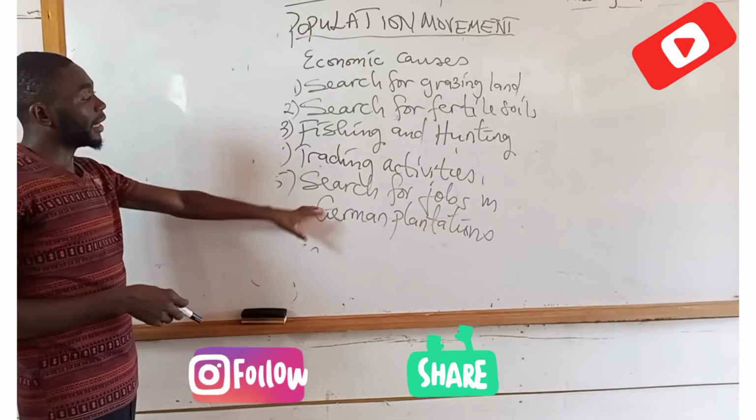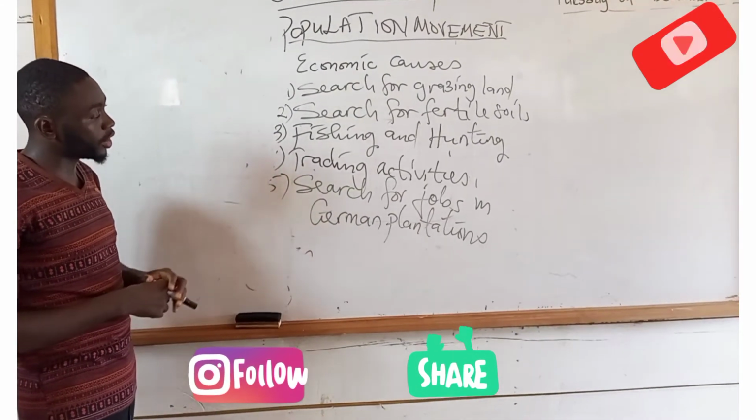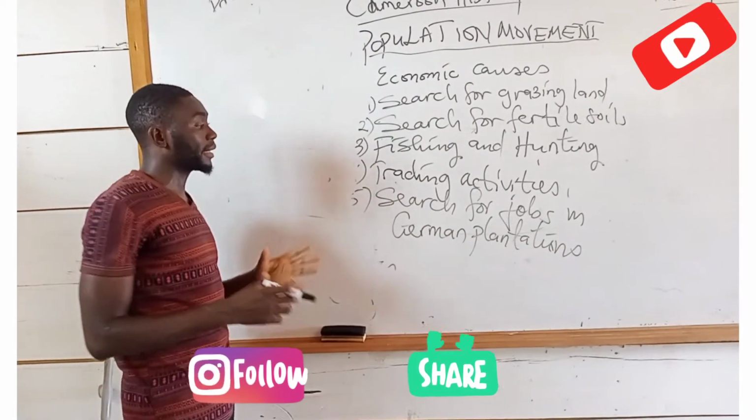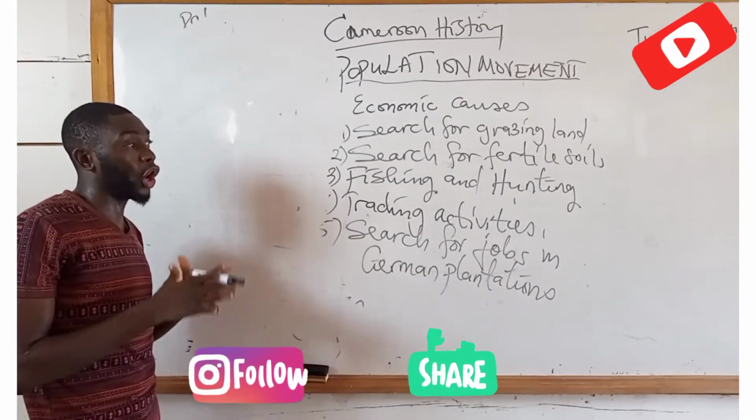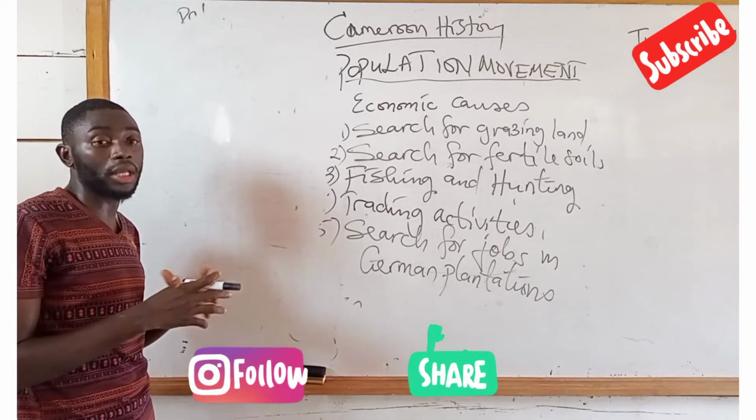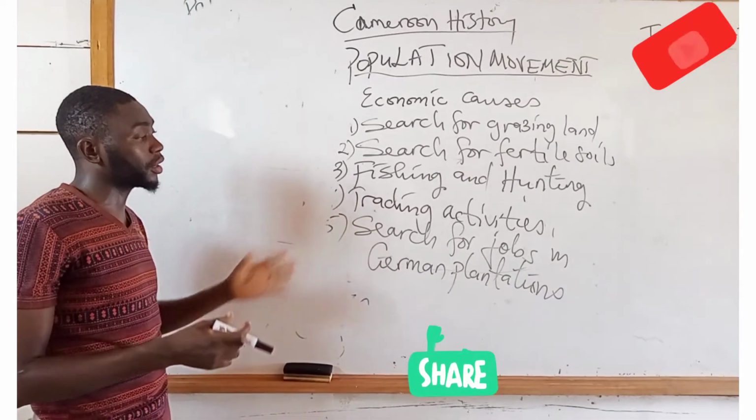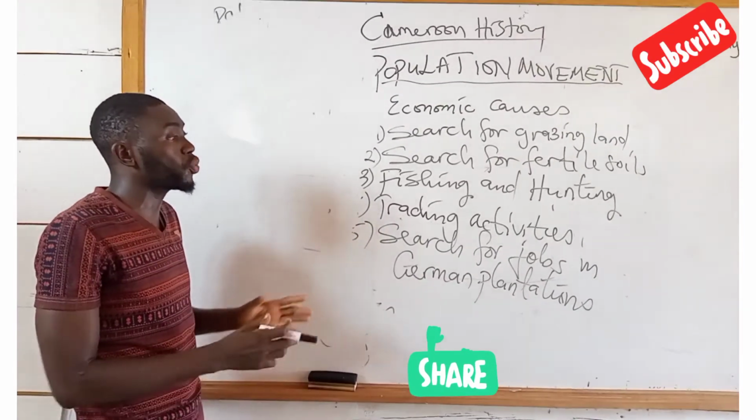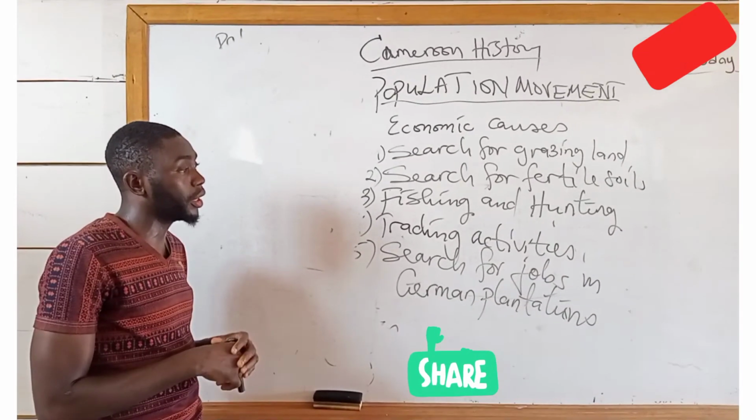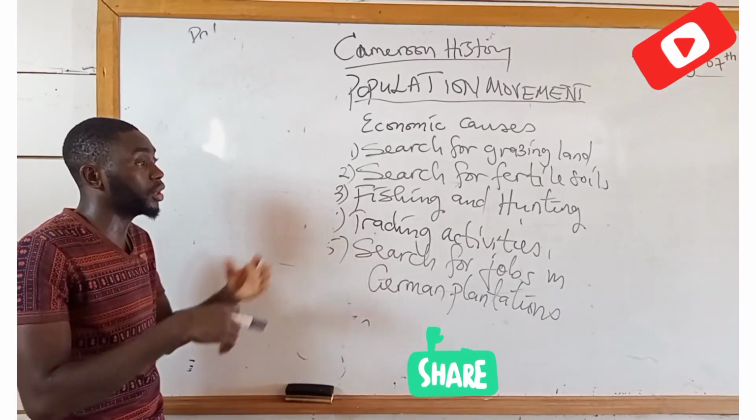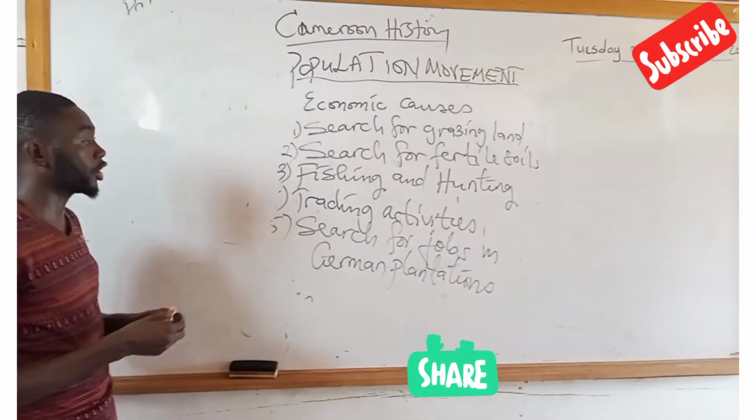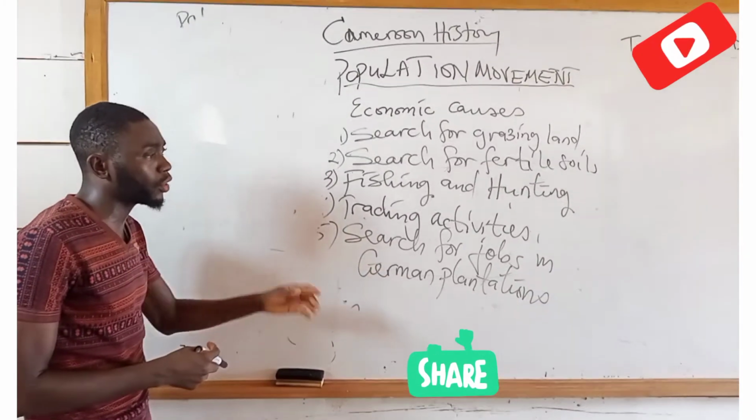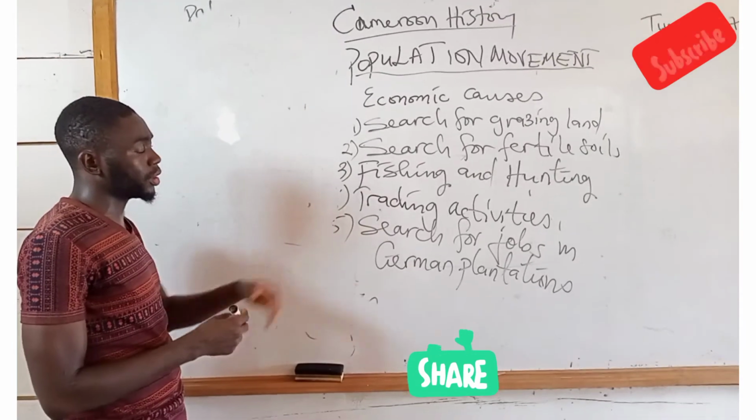Okay, the last economic reason, we talk about the search for jobs in the German plantations. We discovered that the Germans annexed Cameroon and opened numerous plantations in the coastal part of Cameroon. These plantations were a pull, an attraction to many Cameroonians who were moving towards the coastal towns because they needed jobs as laborers in these plantations. So we have glaring examples of some tribes that moved to the coastal towns of Cameroon because they needed to work in the German plantations.